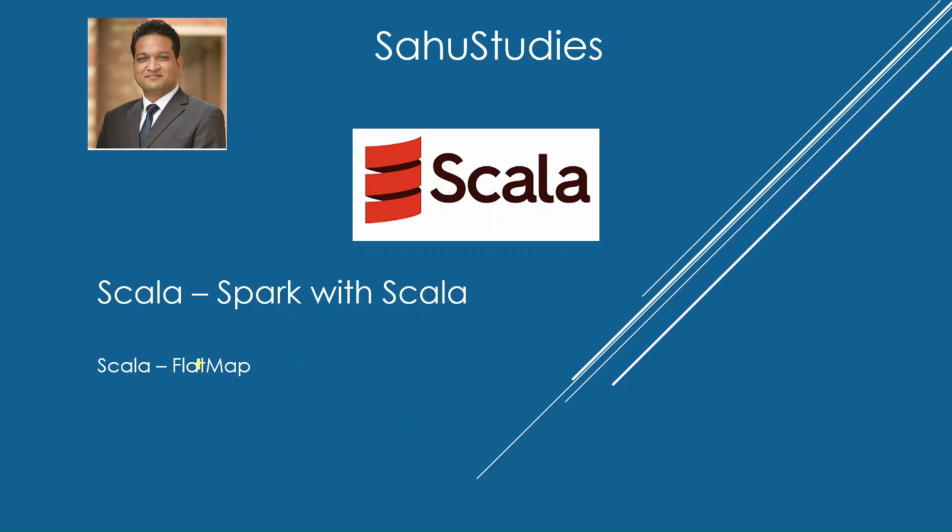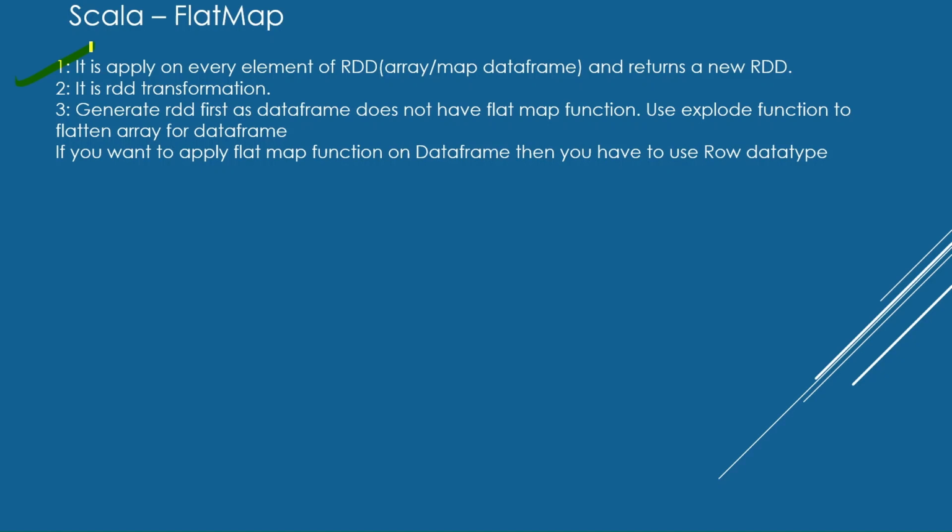In this video, we are going to discuss the FlatMap function in Scala. It is applied on every element of an RDD, array or map, and returns a new RDD. This is very important: it will apply only on array and map type columns of a data frame. It is an RDD transformation. It generates an RDD first, as data frames don't have a FlatMap function.